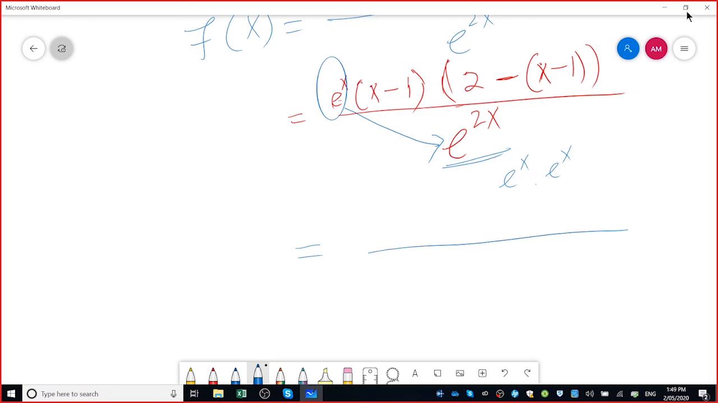Very nice. So what we have now is e to the x, and that thing has gone. So this is now x minus 1. So far so good? Can you simplify the second bracket for me? Sure, give me 1 second.